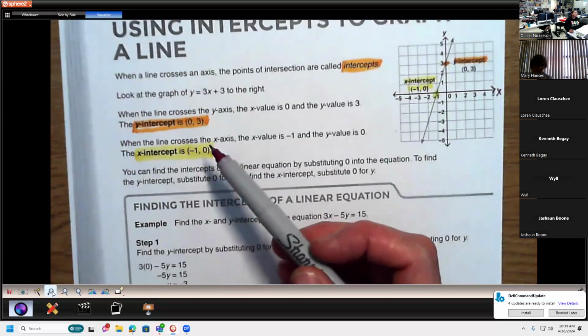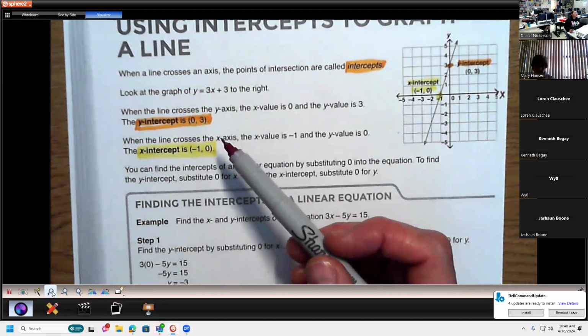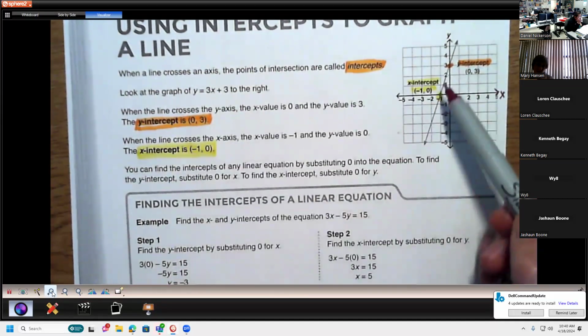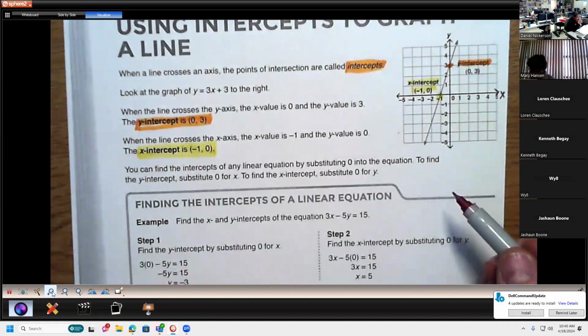And something that would be good to observe. Yeah, Ryan, interception, just like football. Exactly. This line is running into the axis.